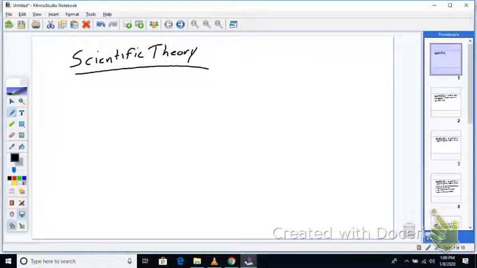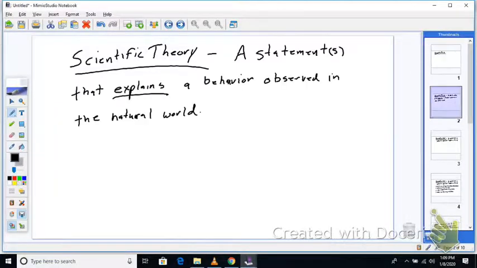So a scientific theory just helps explain a behavior, and you're doing it the best you can with as much information as you have out there. I'll go ahead and have you write that down. It's just one sentence long. It's a statement. It can be a series of statements, that's why I have that S in there, that explain a behavior observed in the natural world.